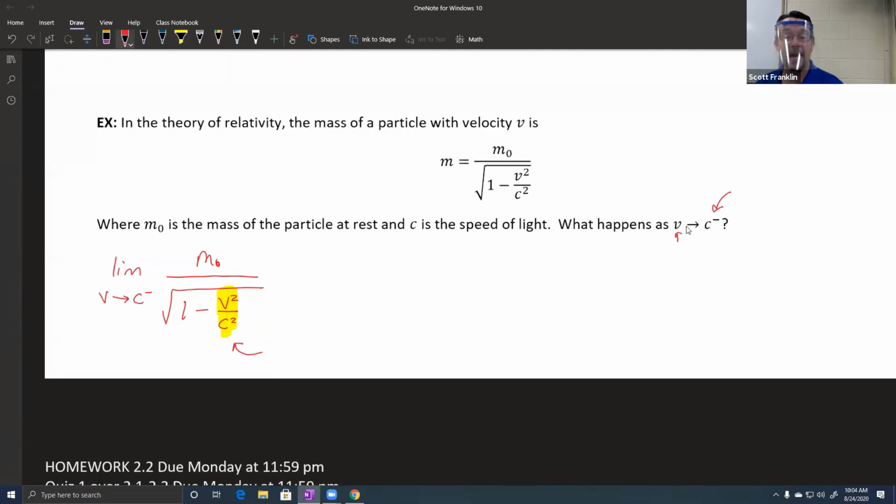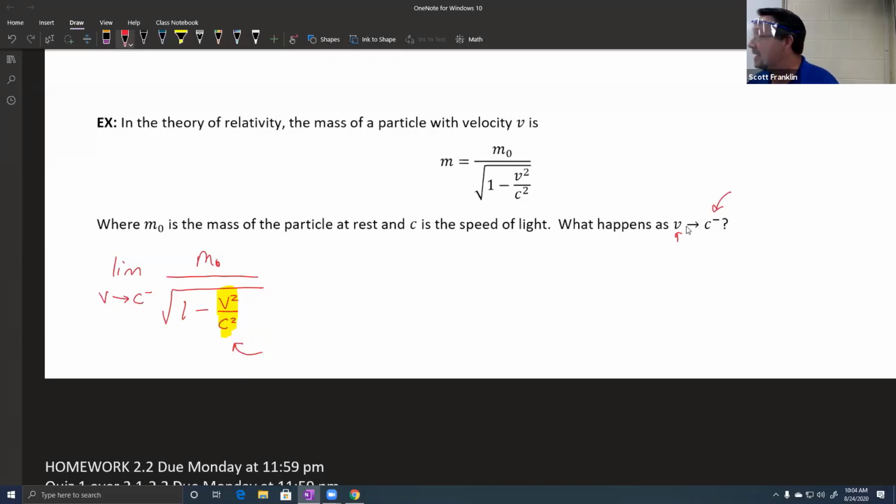Just the part that I have highlighted. What happens to that as v approaches c? It gets close to 1, right? In fact, if you just plugged in the c for v, you would have c squared over c squared, so it's 1, right? Does that make sense? So as the top gets closer and closer to the bottom, it becomes more and more like c squared over c squared, which means it's going to 1, right?